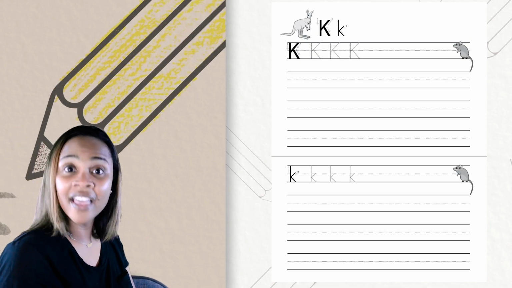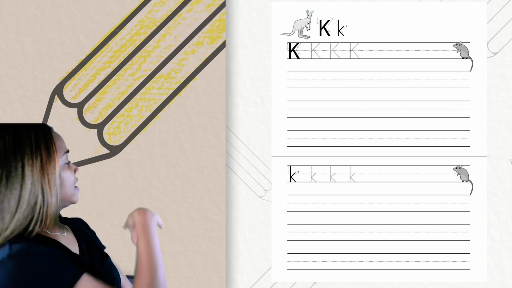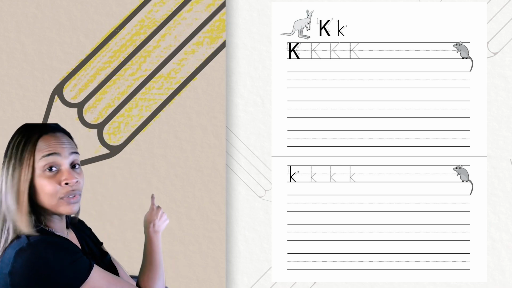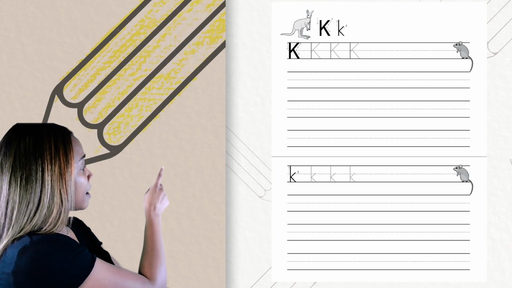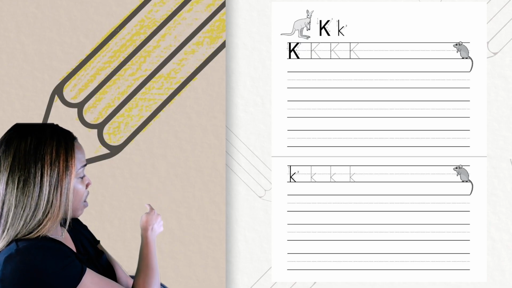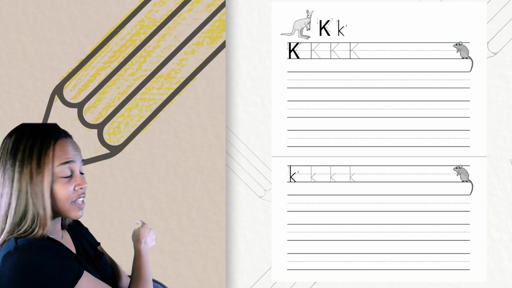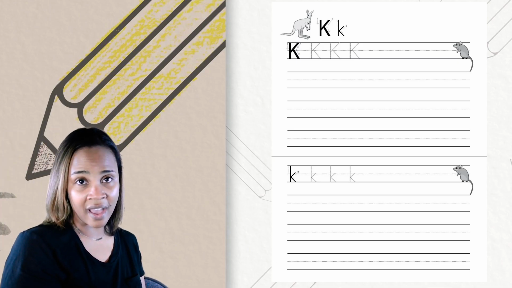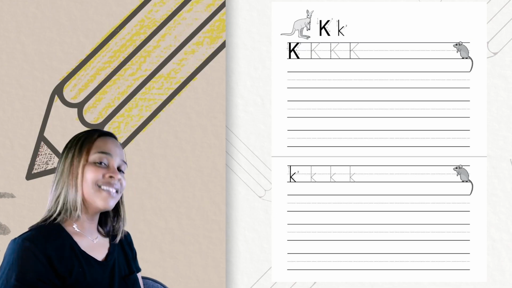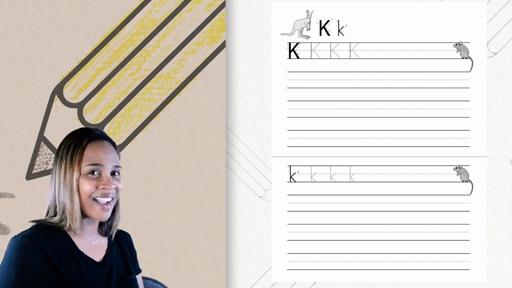Now let's try the lowercase y. Starting at the belly line, slant it down to the foot line, come back to the belly line, and slant it all the way down past the foot line to the tail line. And we've just made our lowercase y. Nice work with your handwriting practice.